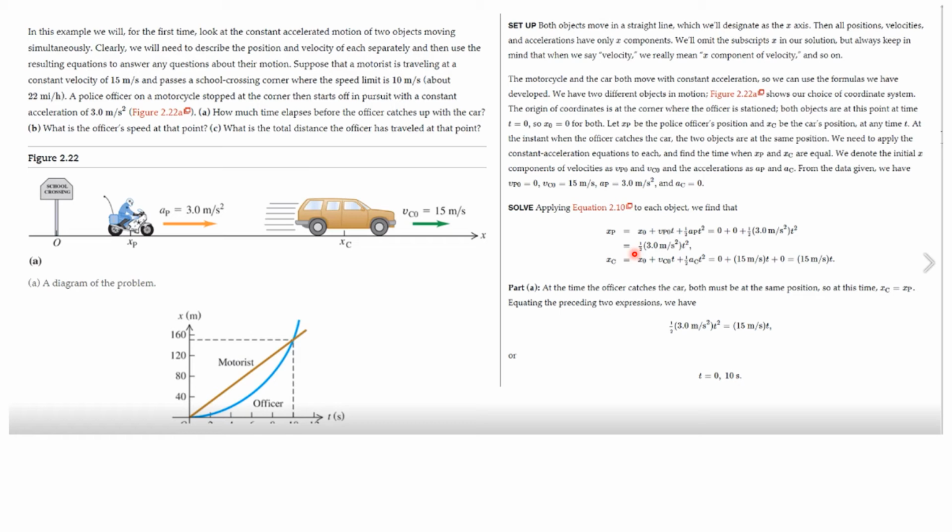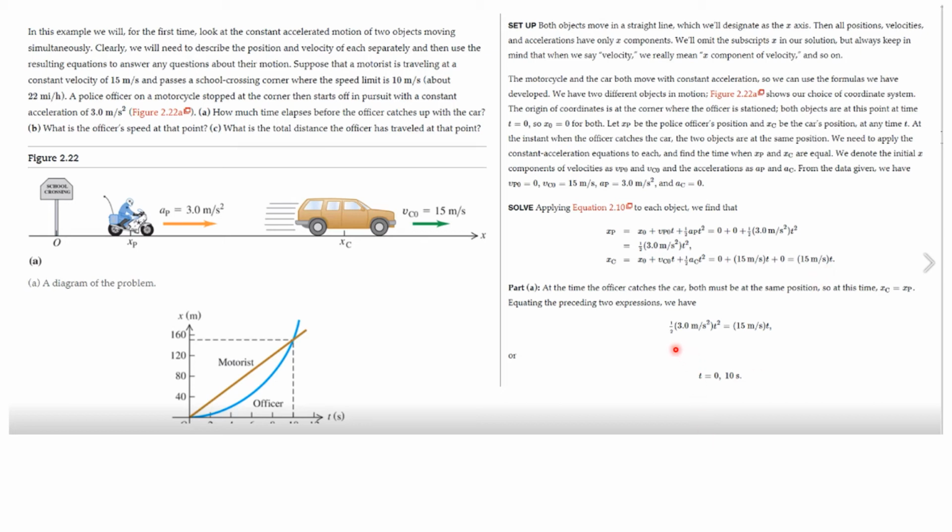So we figure out where is the position at any time t, and it is 3/2 times t squared. Now, the car's initial position is also 0, but it has an initial velocity of 15 meters per second, and it's not accelerating. So this ends up just being 15t. Now what we need to do is solve this for t.